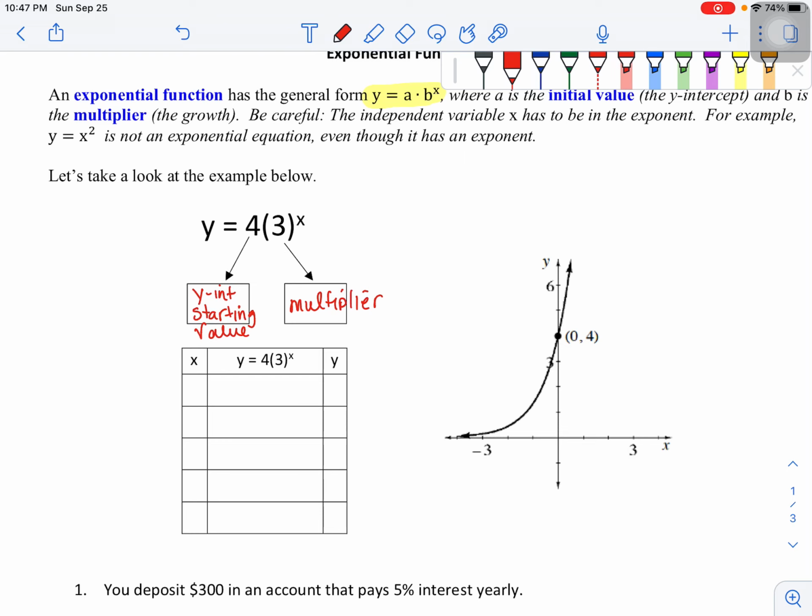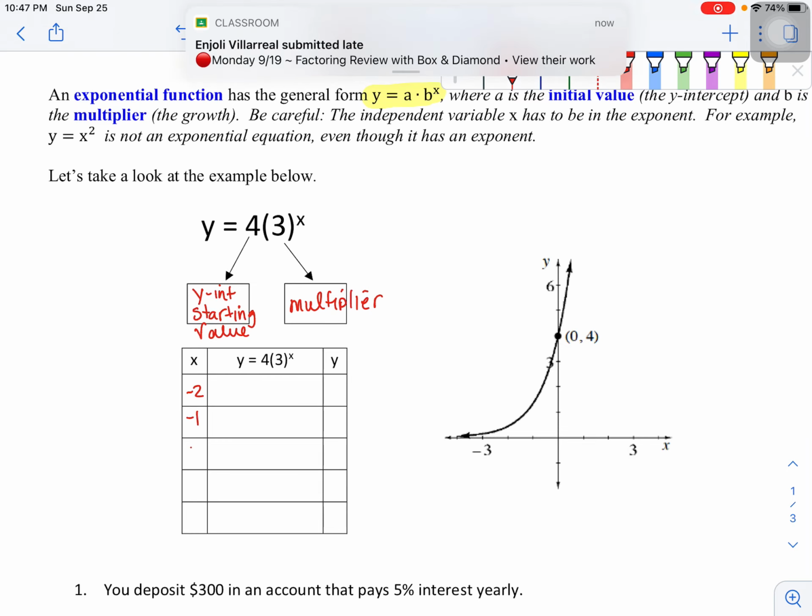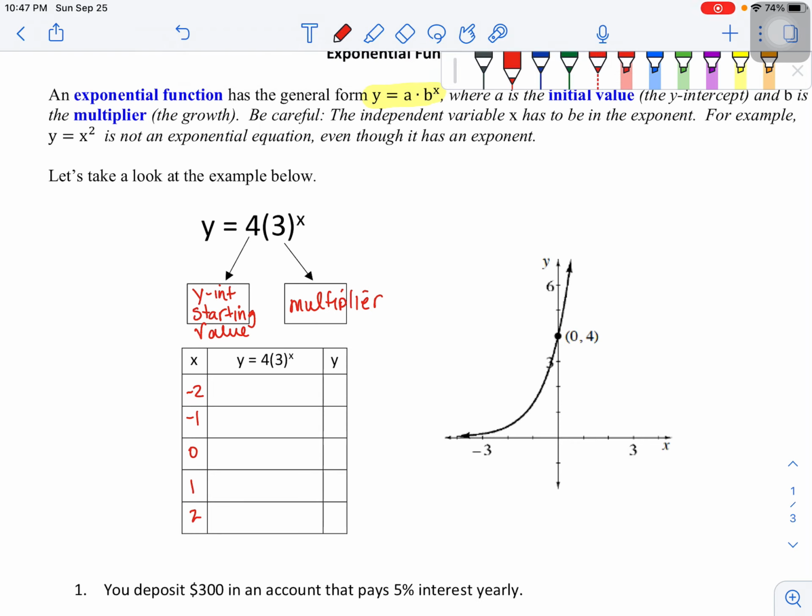Now we're going to make a table of values. So I start with -2, -1, 0, 1, and 2. And why do I do that? I kind of want numbers just really close to the origin because these get really big and really small, and it's hard to graph them when you get such large numbers.